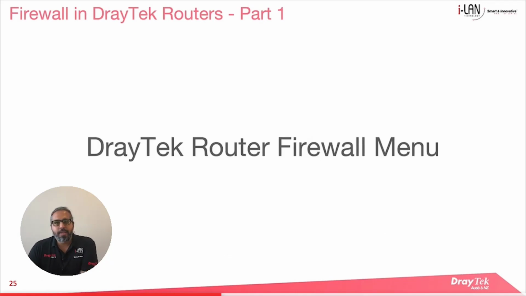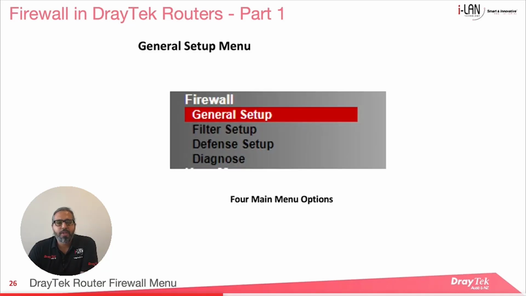Let's now take a look at the firewall menu options in DRATEC routers. So the four main firewall menu options are General Setup, the Filter Setup, Defense Setup, and Diagnose. We will be going through each one of these in detail now.